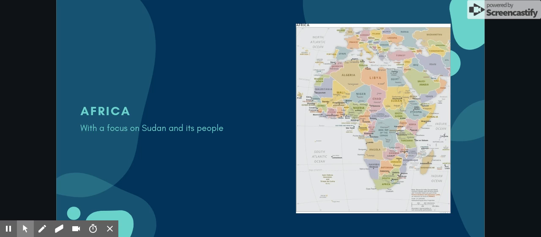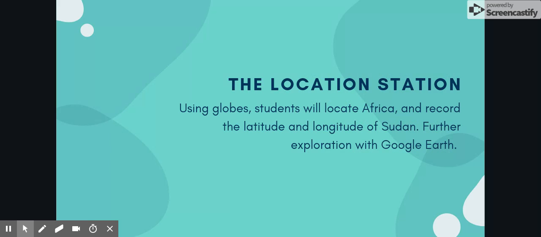And so these ideas are set up as stations. These stations would probably be able to last for about 7 to 9 minutes. At the first station, students are going to look for latitude and longitude by using globes, practicing their map skills in a multitude of ways, and they could further that with the use of Google Earth.